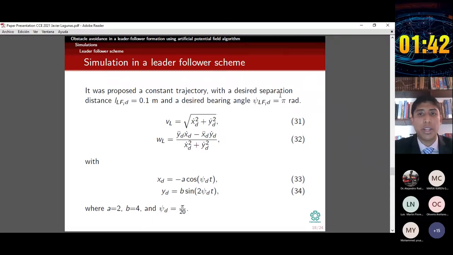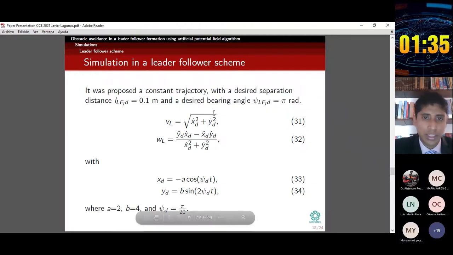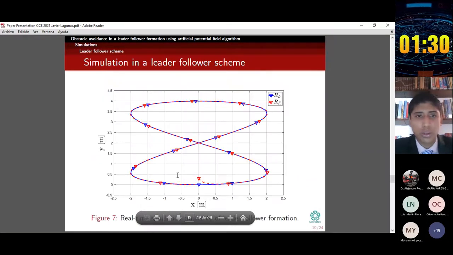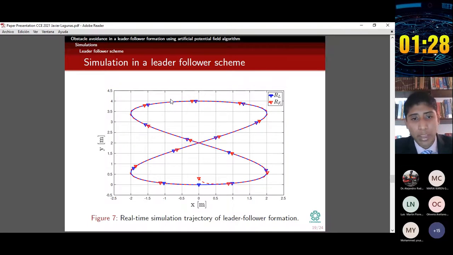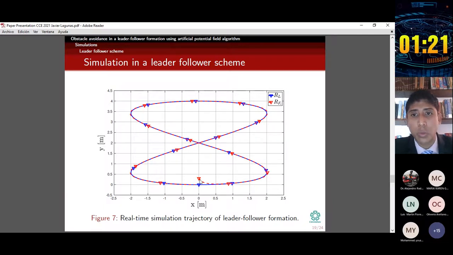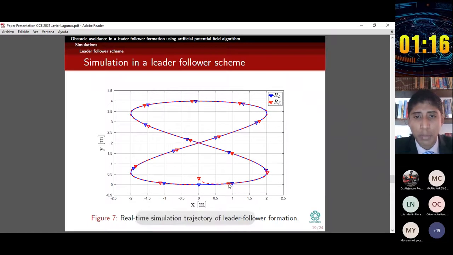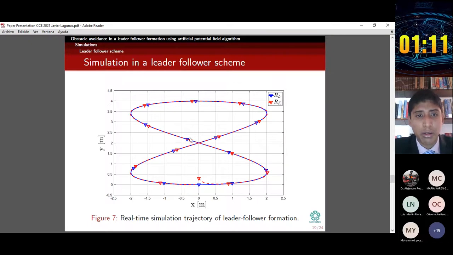So we proposed a constant trajectory with a desired separation of 0.1 and a bearing angle of pi radians, using this Lemniscate trajectory and these coordinates. As a result, we have a brief simulation of the trajectory for the leader-follower formation. As we can see, the blue triangle is the leader and the red triangle is the follower. We have 0.1 meters of separation and pi radians of bearing angle. This is the Lemniscate trajectory.